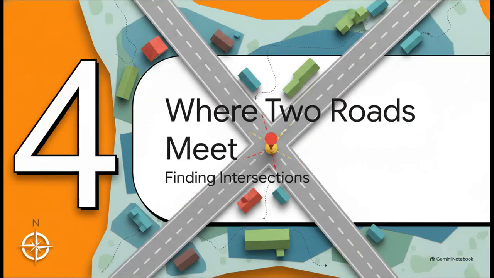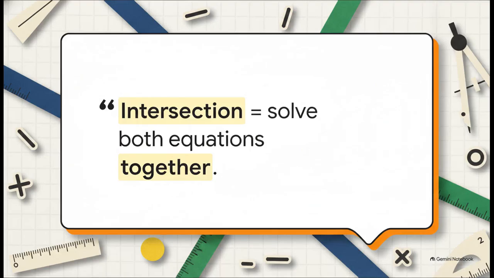Part 4. Where two roads meet. In the real world, maps get crowded, right? So what happens when two distinct roads cross paths? Well, the source material spells it out perfectly. Intersection equals solving both equations together. Finding the crossroads isn't just some tedious arithmetic exercise. Think of equations as rules. Finding the intersection means finding the exact mathematical spot where both mathematical rules are true at the exact same time.